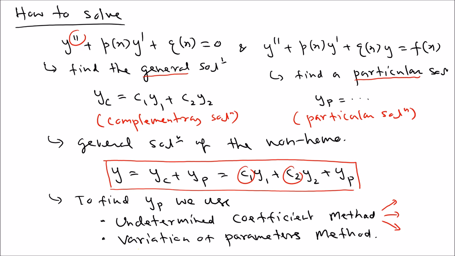Again, to find C1 and C2, we use the initial conditions, which we normally do at the end. So remember that. It's kind of a joke, but that's how you remember: initial conditions you use at the end. Okay, so that's about that.